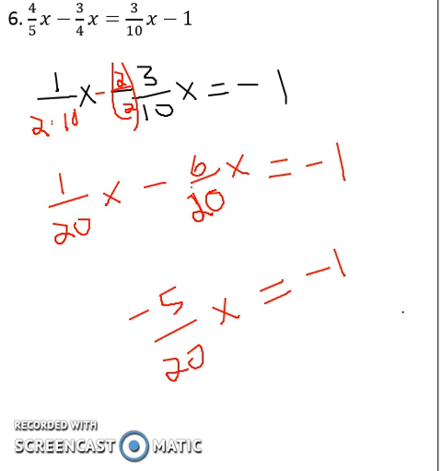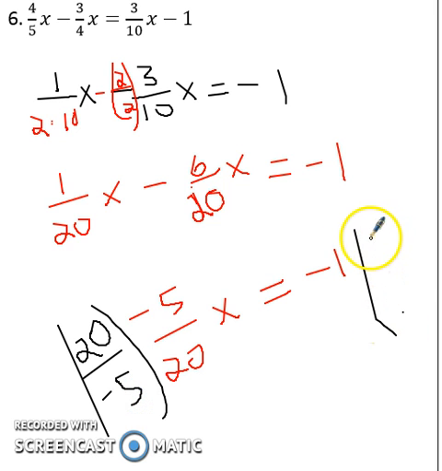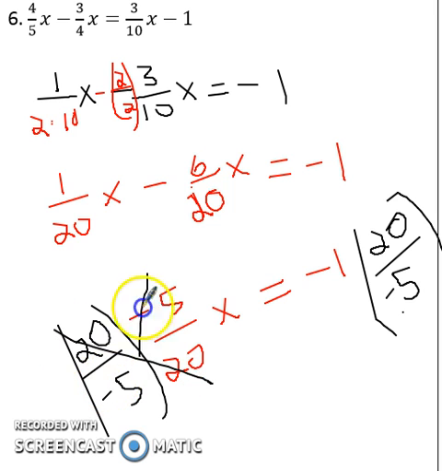So let's solve for x by multiplying by the reciprocal, 20 over negative 5. And that gives us these guys crossing off, and we're left with x all by itself. Negative negative is positive, and 20 divided by 5 is 4.